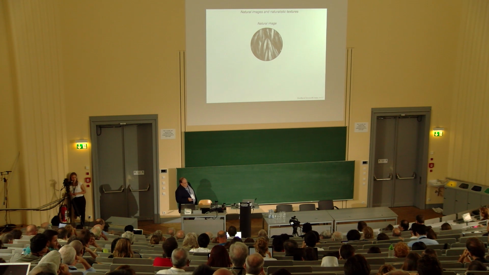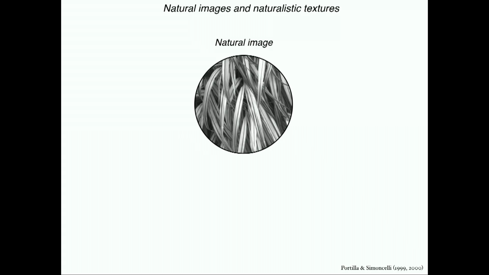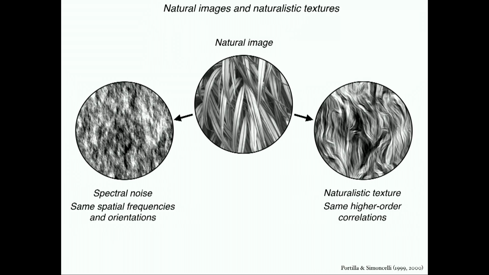So this is a natural image of some foliage of some kind, and what Javier and Eero did was they processed this image in two ways to create two different texture images. On the left is a texture image which contains all the same spatial frequencies and orientations, but has the phases all scrambled, so the image loses all of its edge-like structure, but still preserves the same content in terms of basic low-level stuff.